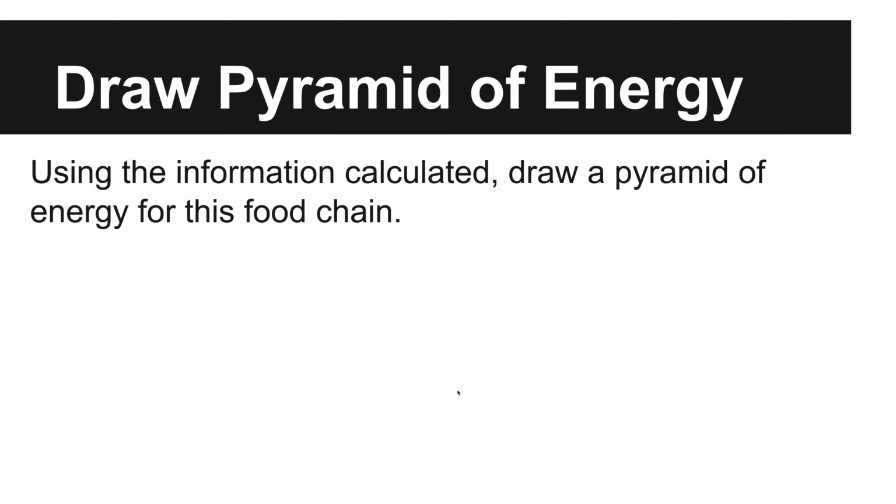Okay, using the information calculated, draw a pyramid of energy for this food chain. So for a pyramid of energy, the bottom level would have that 20 million, next level would be 2 million, then 200,000, then the top level would be 20,000.